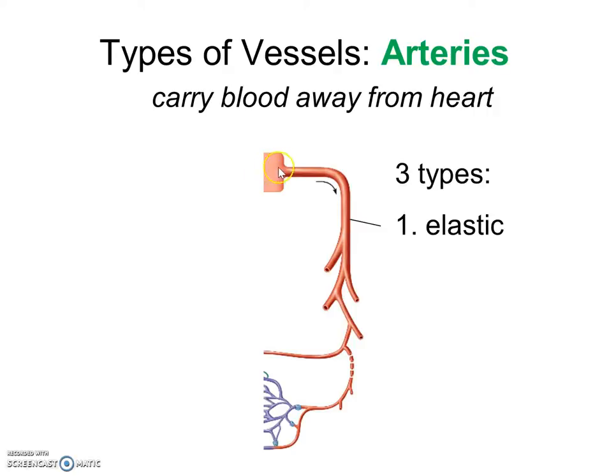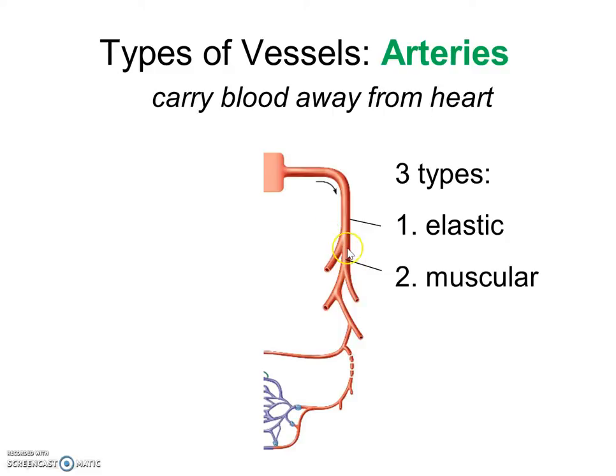The first type is the elastic artery, and that would be, for example, the aorta and the arteries that branch off of the aorta. They're very elastic, as the name says. So they withstand a lot of pressure because they can stretch a lot. And so your aorta would be a classic example of an elastic artery.